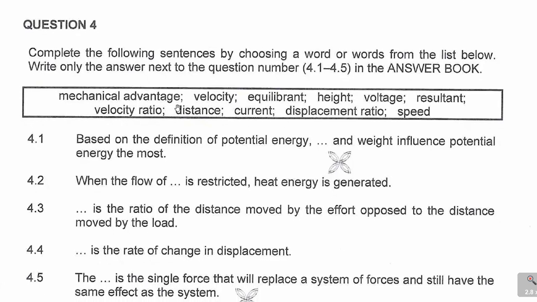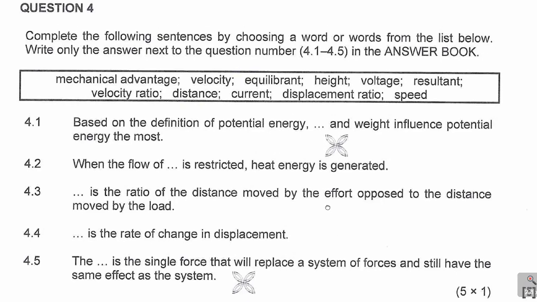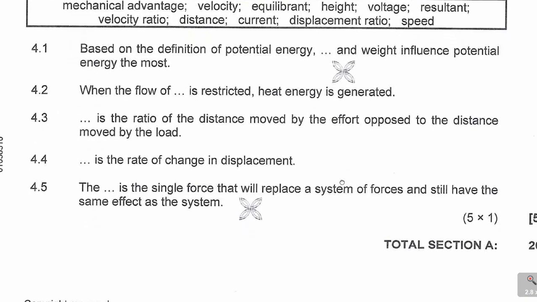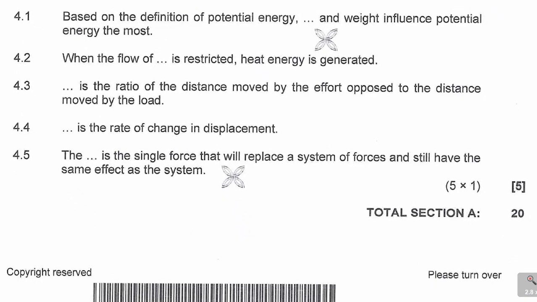Question 4 now is like we are filling in the blanks. It says complete the following sentence by choosing a word or words from the list below. Write only the answer next to the question number 4.1.1 to 4.5. As I say, guys, this is question 1 to 4. It's section A, 20 marks. You've got a good chance of scoring here.